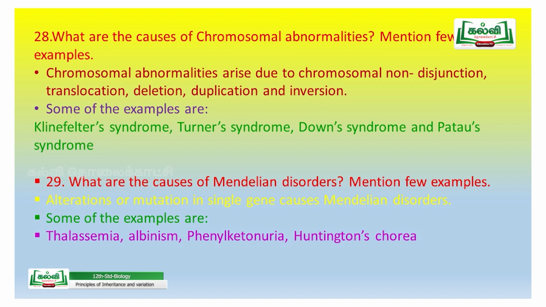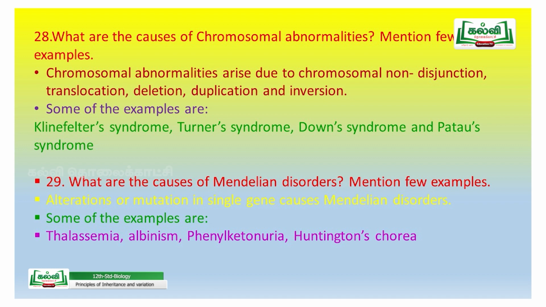Translocation means the genes move from one place to another place. Deletion means a gene is deleted. Duplication means the same gene is copied again. Inversion means the sequence is reversed, that is, if it is ABC, the inverse will be CBA. That is called inversion.